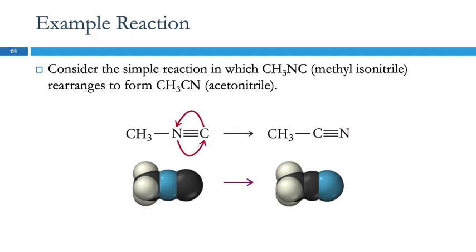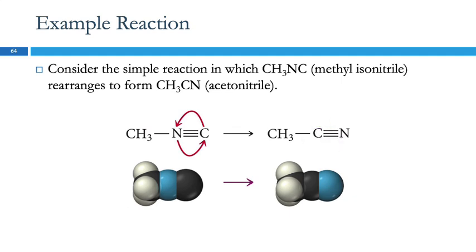So let's think about a reaction in which methyl isonitrile rearranges to form acetonitrile. Here what we have is some bonds breaking and then reforming. The nitrogen and the carbon are switching places. In order for that to occur, though, this single bond has to break, and this has to turn around. Then it remakes a single bond with the carbon. The triple bond can stay there.